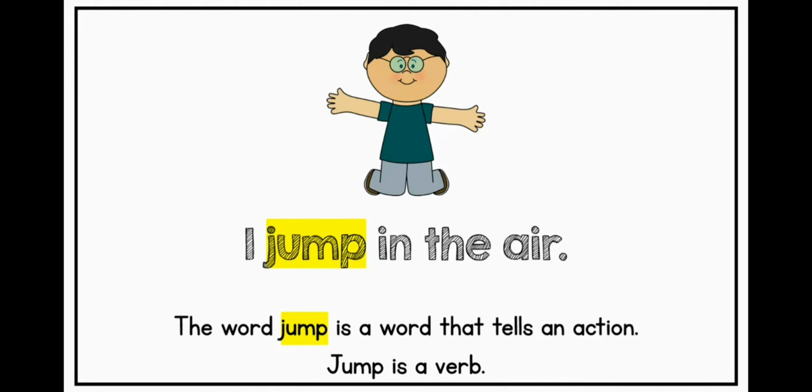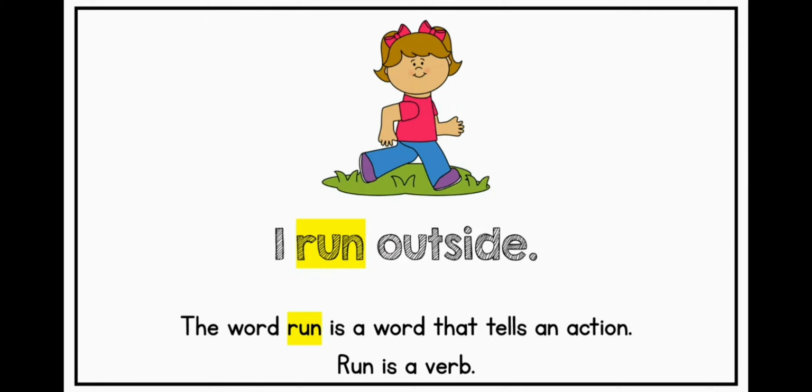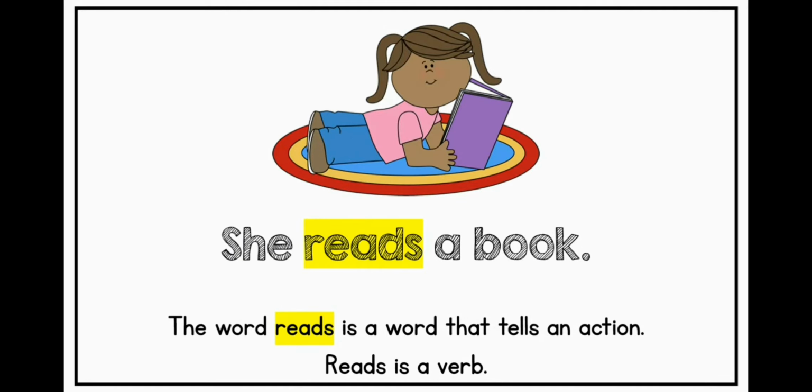I jump in the air. The word jump is a word that tells an action. Jump is a verb. I run outside. The word run is a word that tells an action. Run is a verb. She reads a book. The word reads is a word that tells an action. Reads is a verb.